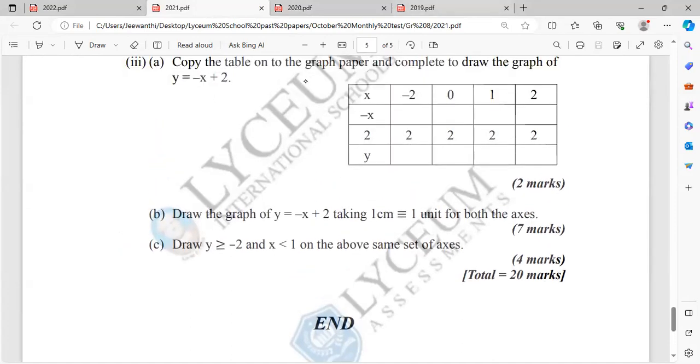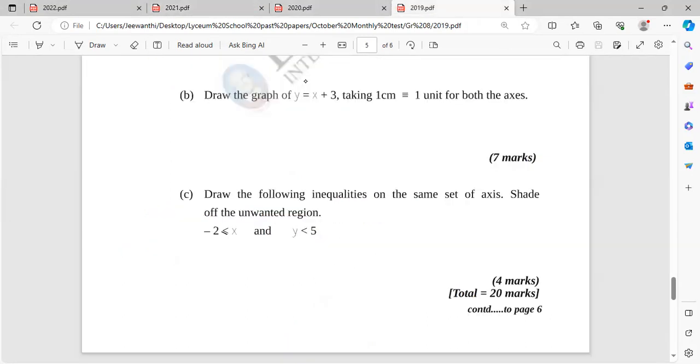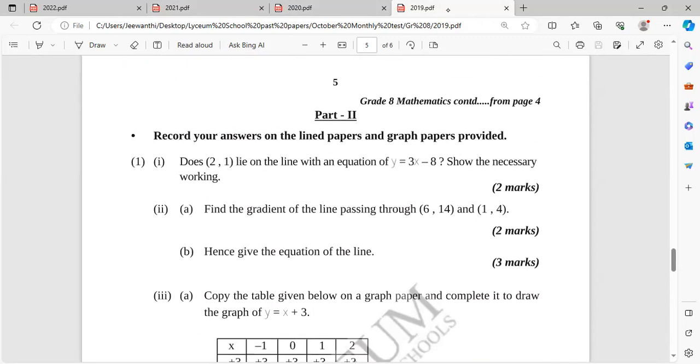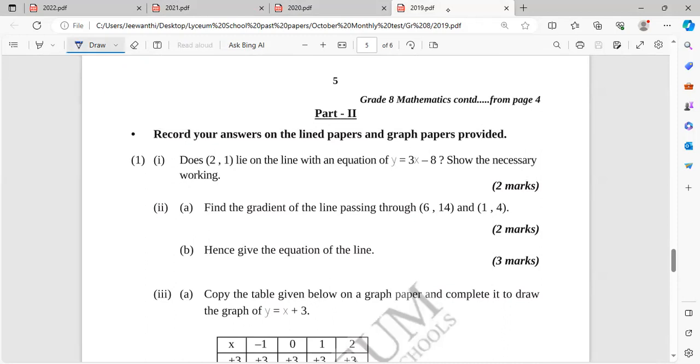Therefore, we will go through these three questions, 2019, 2020 and 2021, and we'll see what things we can revise and what things we can learn. So this is the 2019 October monthly test paper, and let's see how we can do this. You can use the line papers. This is part 2, where you record your answers on the line papers, and you also have to use the graph papers.